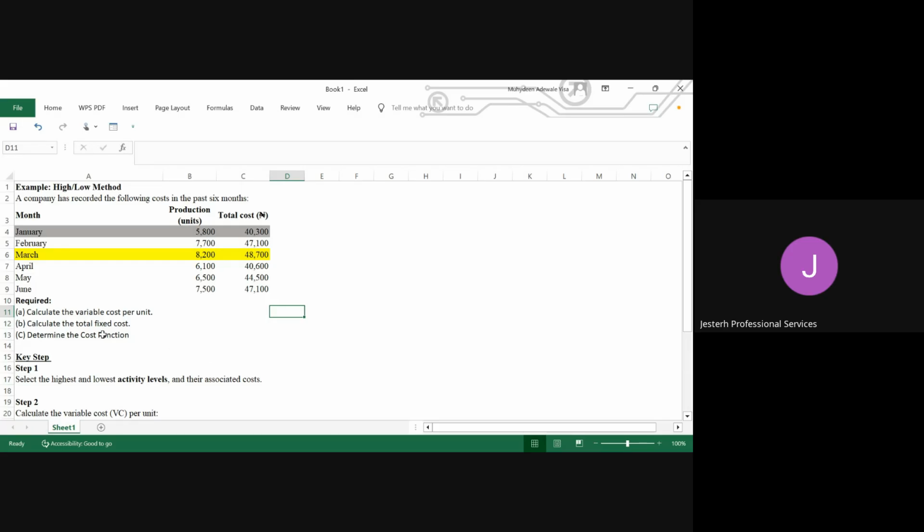Now, what do they require us to do? They require us to calculate the variable cost per unit, calculate the total fixed cost, and then determine the cost function. I mentioned that the first step we need to know is how to determine the higher level and then the lower level. Solution: high and then low.